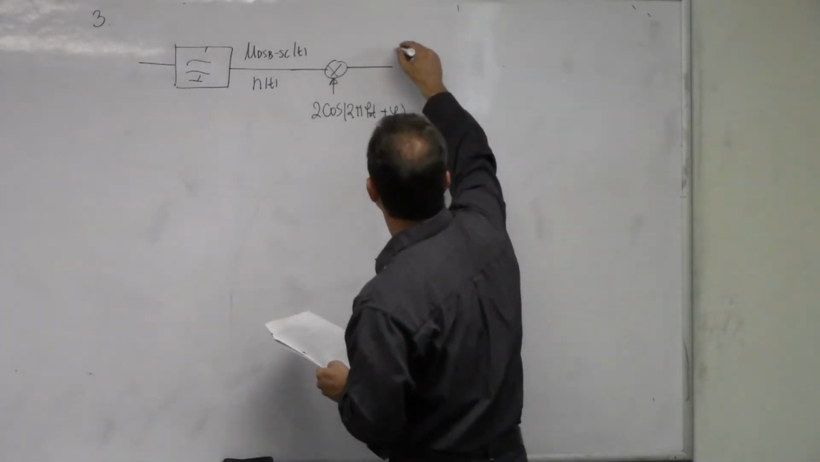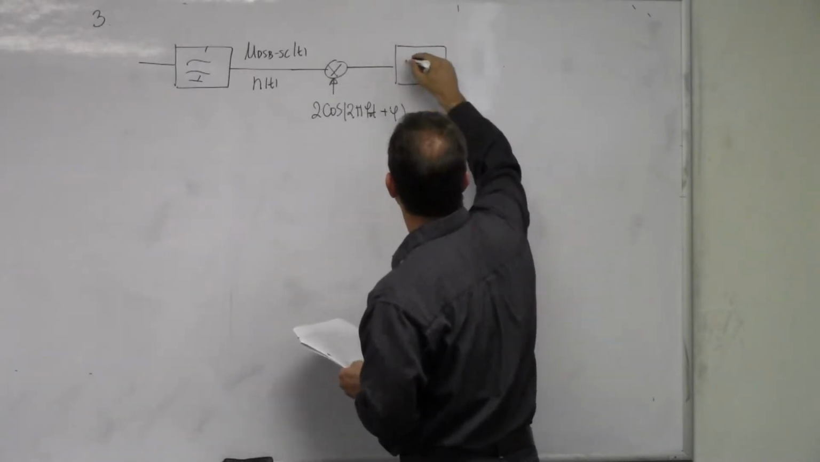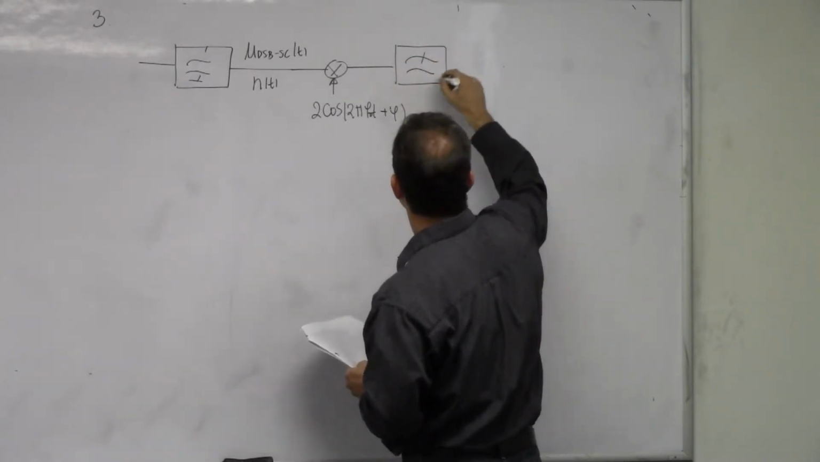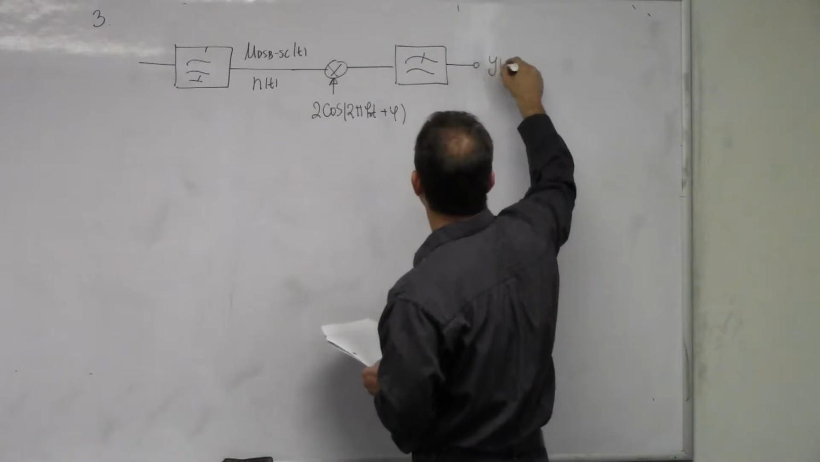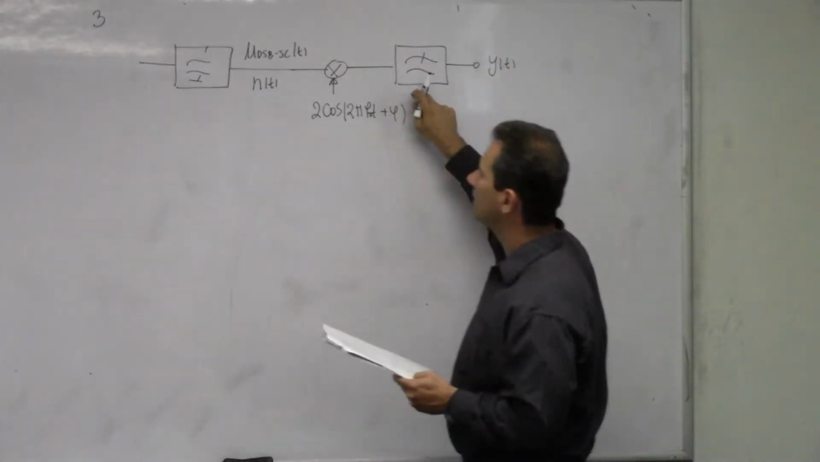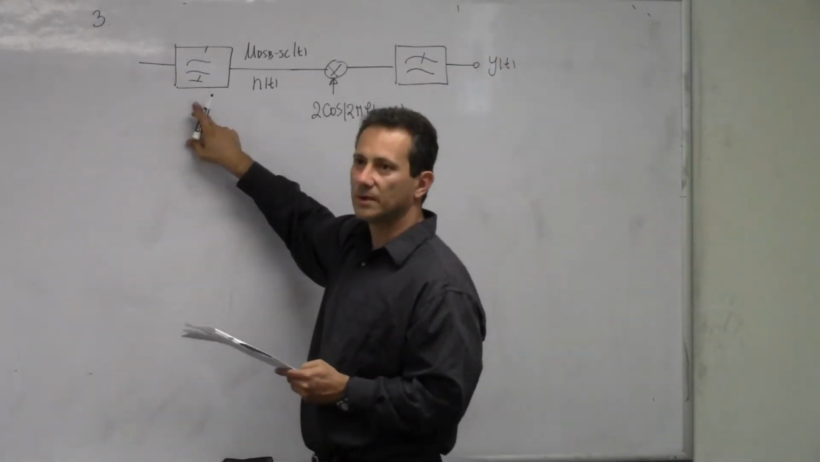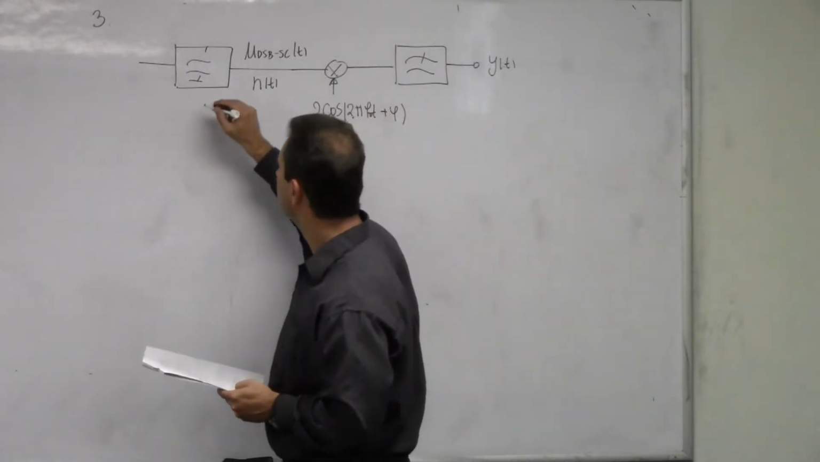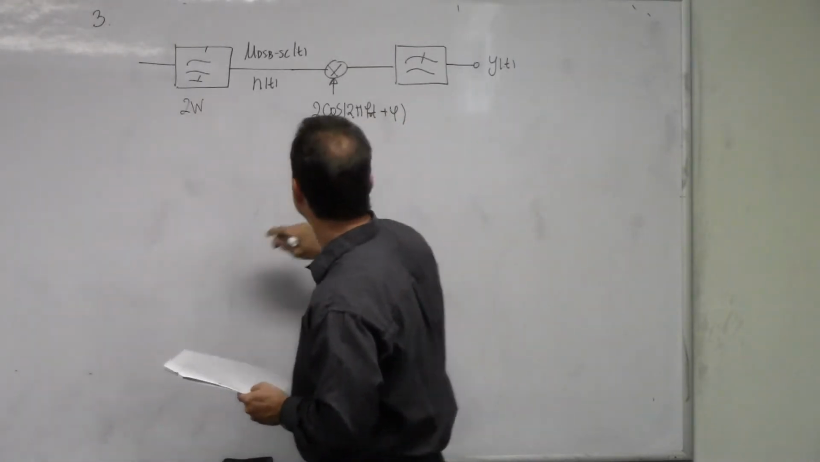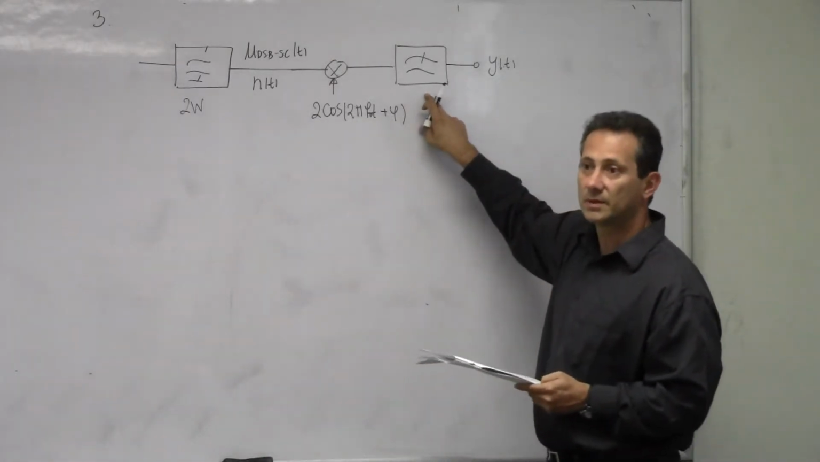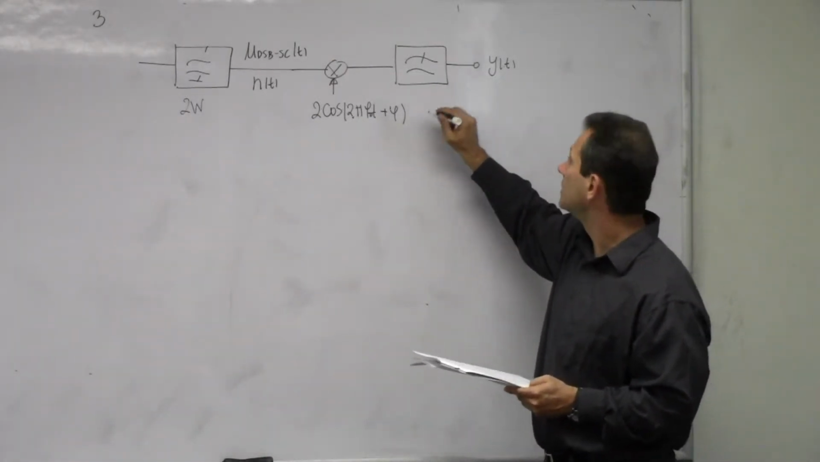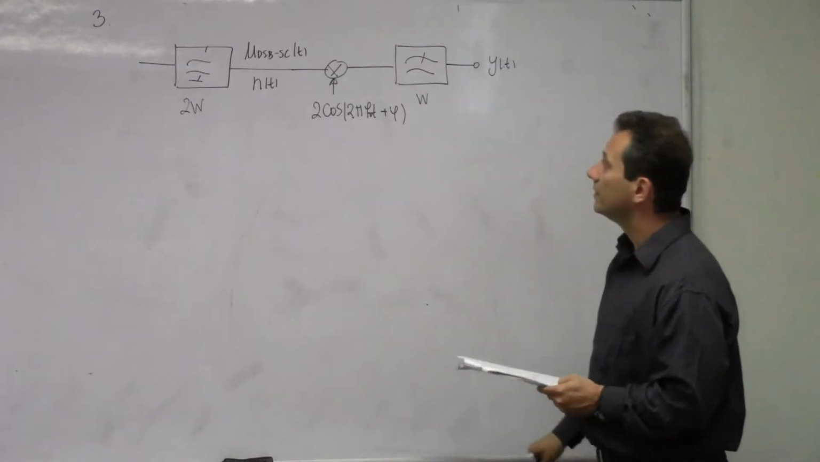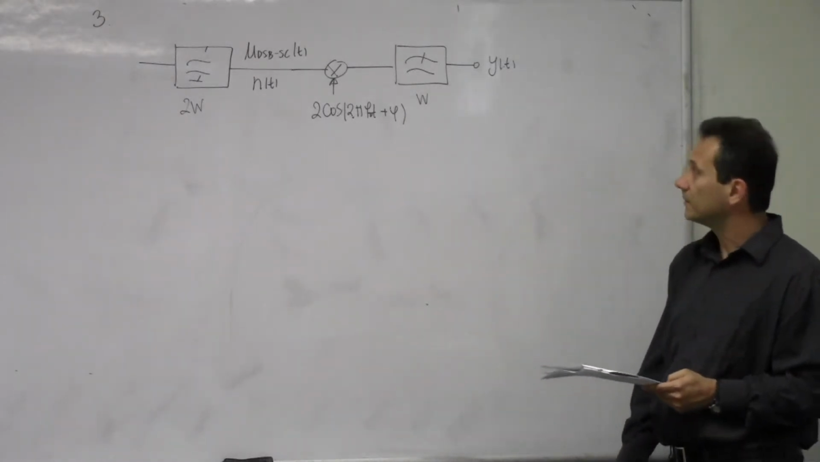This is after passing through a low-pass filter to get my output signal. How large is the bandwidth of this one? 2W, right? Because it's a double sideband suppressed carrier. How large is the bandwidth of this one? Just W, because I'm already at the baseband filtering my signal.